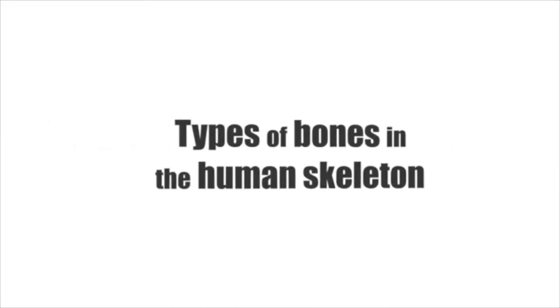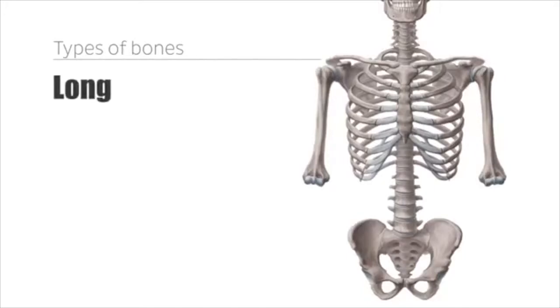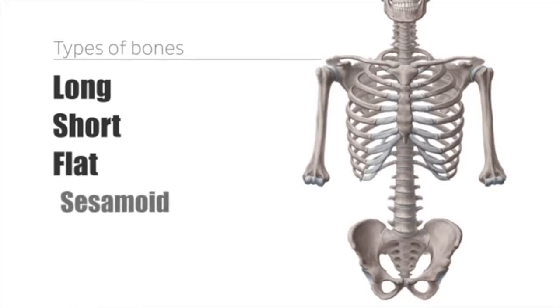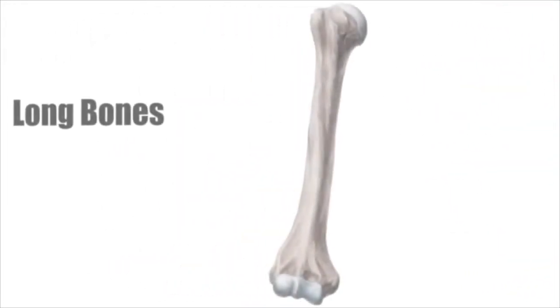Types of bones found in the human skeleton. There are 5 types that are generally recognized, and they are identified by their forms, either endochondral or membranous, and by their general shape. They are the following: long, short, flat, sesamoid, and irregular. We'll start with the long bones.